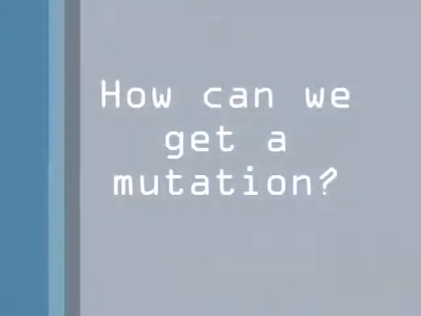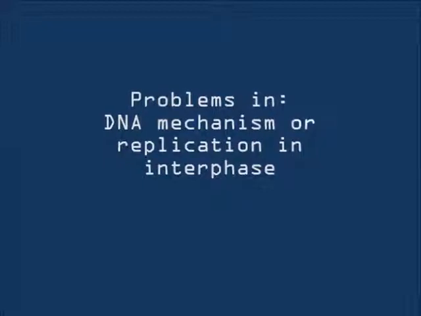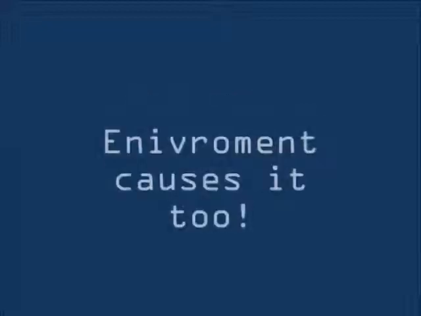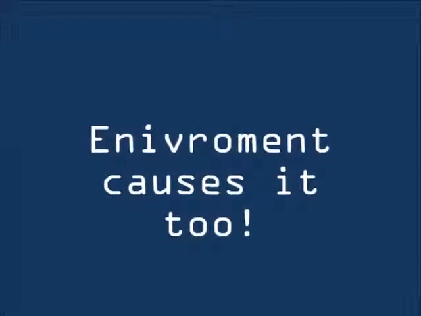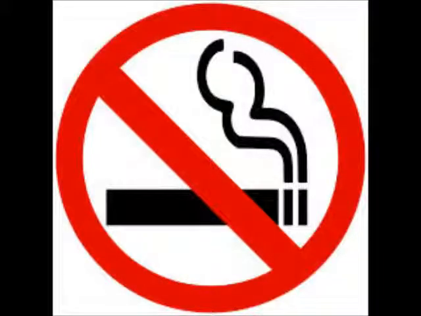So how can we get a mutation? You can get a mutation by problems in the replication of interphase or problems in a DNA repair mechanism. Sometimes environmental factors are the cause of mutations, such as UV light, pollution, smoking, and more. Other times there could be a kink in the DNA chain that can cause cancer.